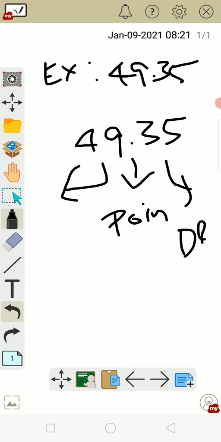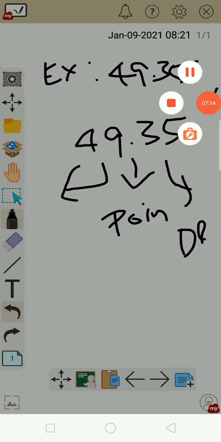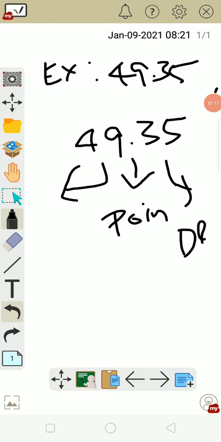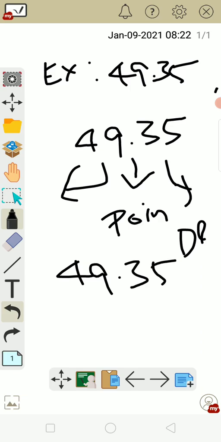You understand? The number which has the dot we call a decimal number. So the left side of the number we call the integral part or whole part. The right side of the decimal point we call the decimal part. Okay. If you look at the number 49.35, there are 2 decimal places. After the decimal point, you have 2 digits, 3 and 5. So there are 2 decimal places.